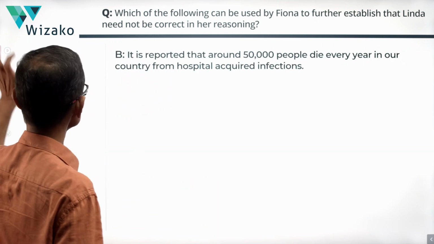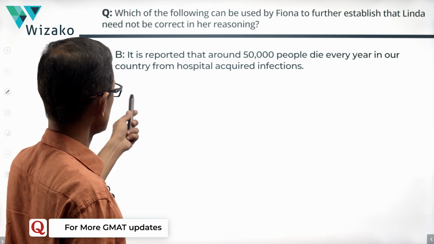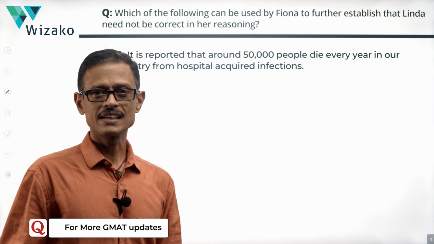Second one, it is reported that around 50,000 people die every year in our country from hospital acquired infections, right?